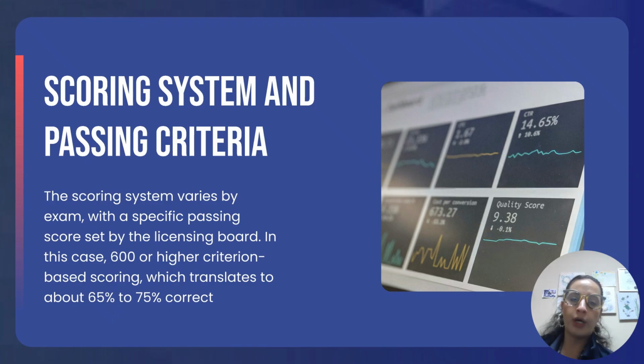Okay, so the NPTE uses a criterion-based scoring system where the minimum passing score is a 600, okay? The problem is that there is no way to tell you exactly what a 600 is. Is it 80 correct? Is it 90 correct? I cannot tell you specifically. It all depends on your exam and the types of questions you get.